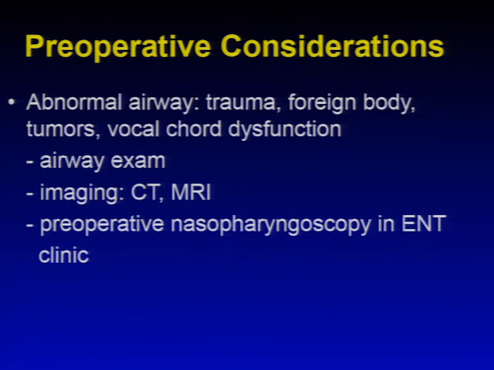As we saw before, the abnormal airway can come in many shapes and forms. It can be trauma or foreign body or tumor or vocal cord dysfunction of many reasons. So it's important to do a complete and full airway exam and physical exam on those patients to try to assess the extent of the abnormality, review any imaging that's available, whether it's a computed tomography or MRI image, and also review, if available, the preoperative nasopharyngoscopy that many of those patients undergo in the ENT clinic before they present to the operating room.